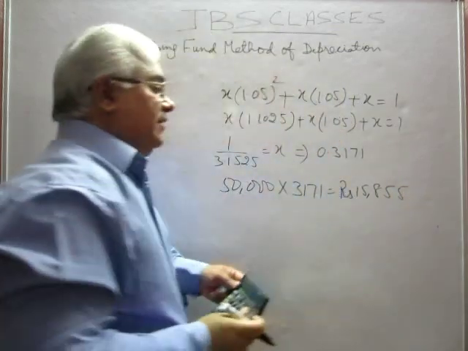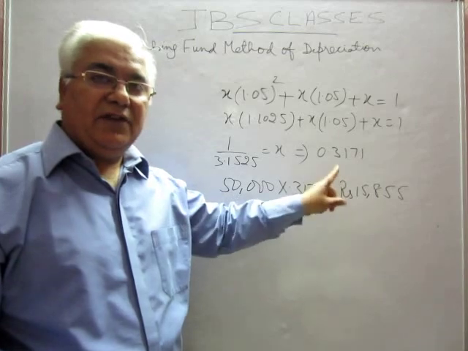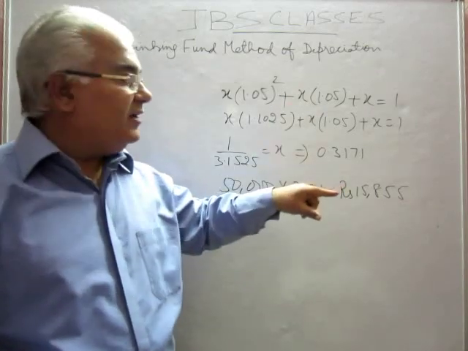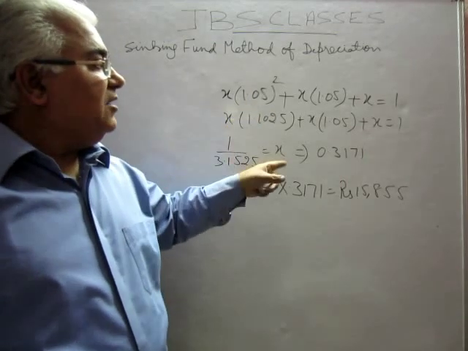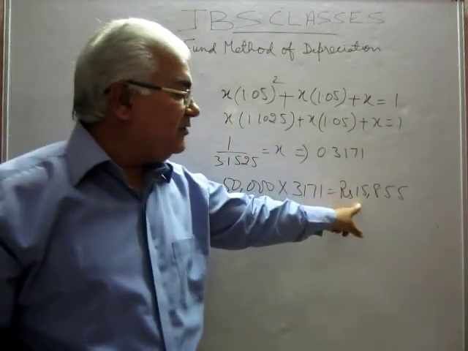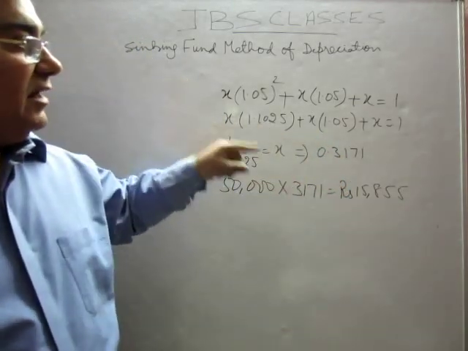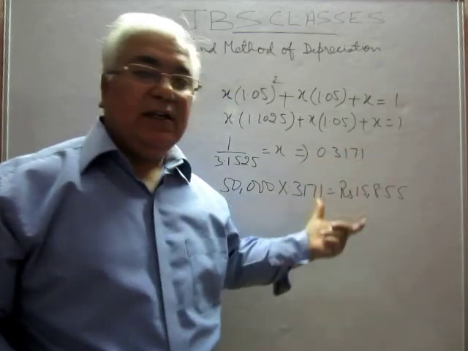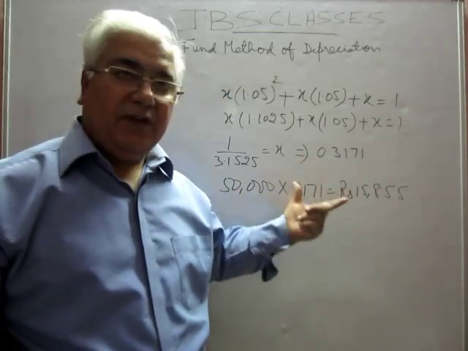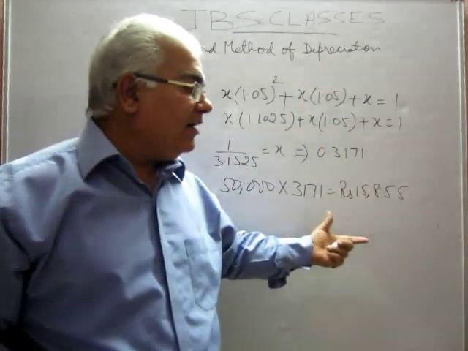That means if we invest 15,855 at the end of first year at compound rate of interest 5%, and at the end of second year we invest 15,855 for 1 year, and at the end of the third year we charge depreciation 15,855, all these three amounts together will become 50,000. This is one way of calculating it.